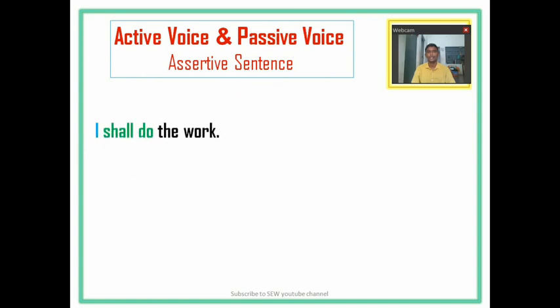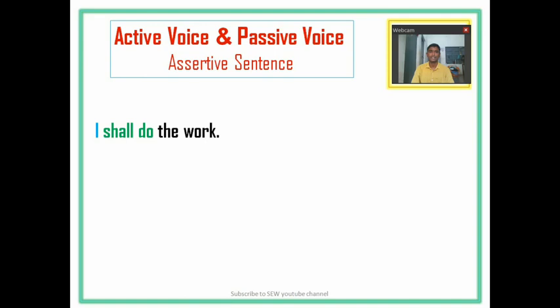Next example, I shall do the work. Now onwards, you should be very careful. Look at what is used here. I shall. So actually, shall is used with the pronouns I and we. Shall is used only with pronouns like I and we. I shall, we shall. In the rest of the places, we don't use shall.